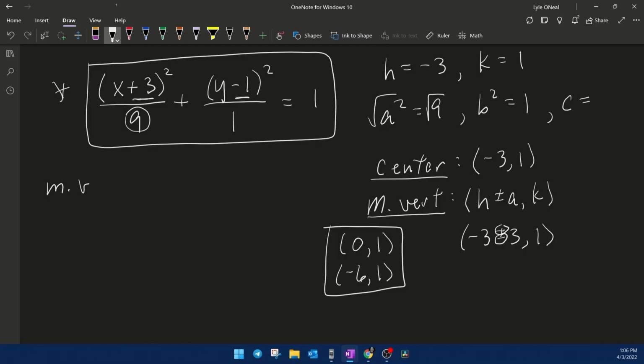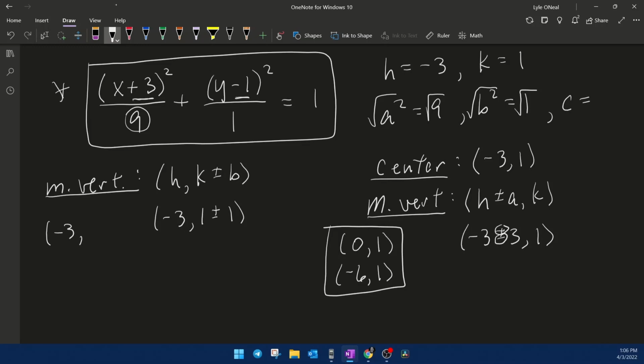Our minor vertices, in this case, would be h comma k plus or minus b, which would be h, negative 3, k is 1, plus or minus, gonna have to square root, well, b is 1. And then writing those as the ordered pairs, we would have negative 3 comma 1 plus 1 is 2, and negative 3 comma 1 minus 1 is 0. Those are our minor vertices.